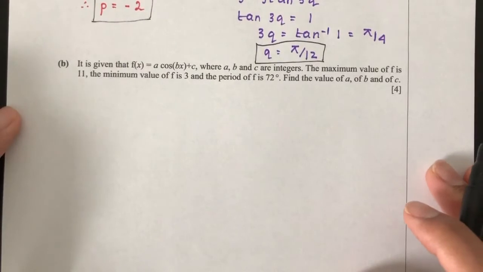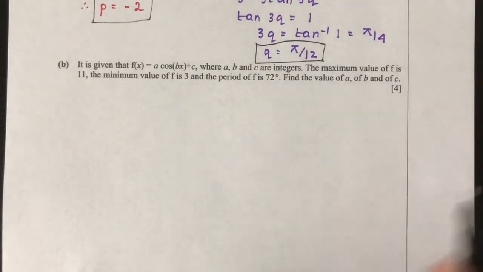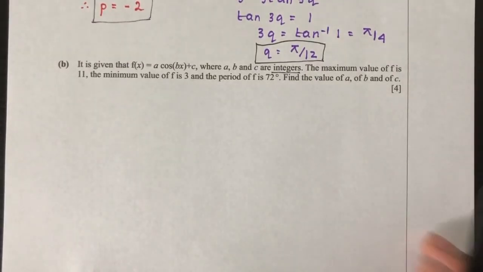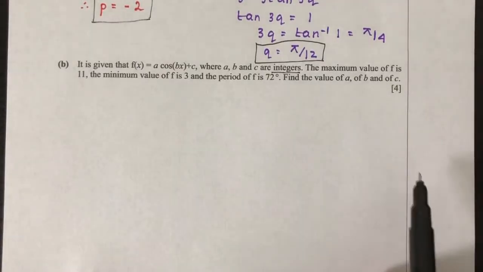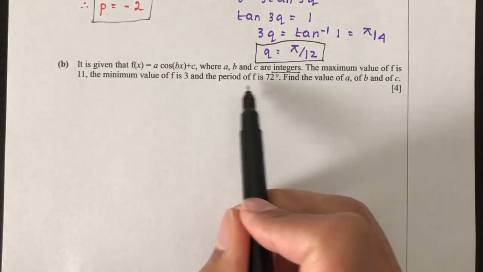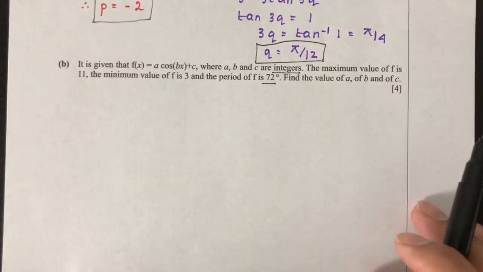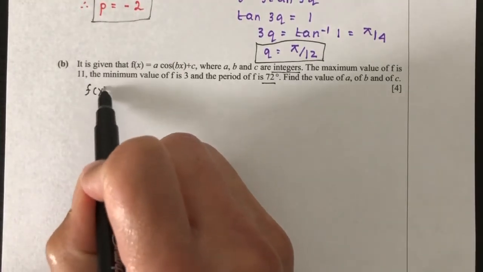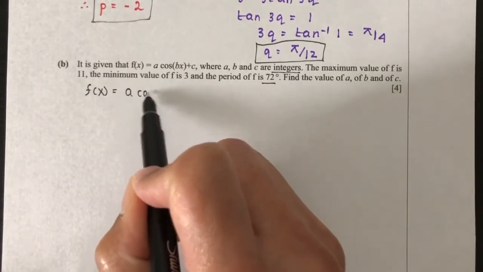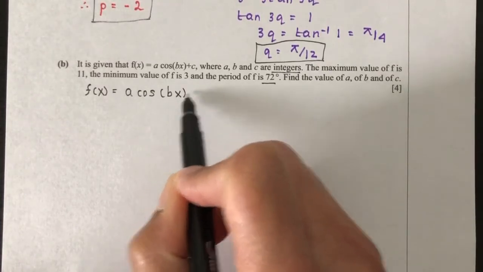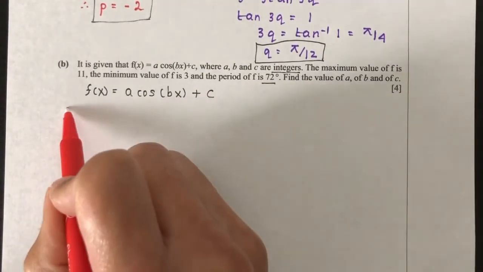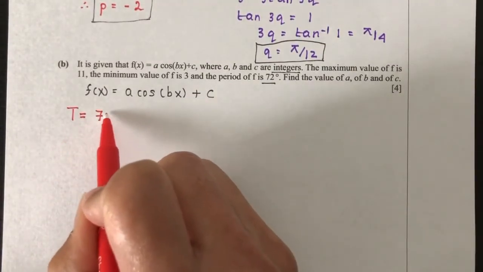Now for part B, it is given that f of x is this equation where a, b and c are integers. Integers are whole numbers, okay? The maximum value of f is given by 11 and the minimum value of f is given by 3. The period of f is 72 degrees. So let's first find the period. It's easy, right? So we have f of x equal to a cos bx plus c. First thing we know is that the period T is equal to 72 degrees.